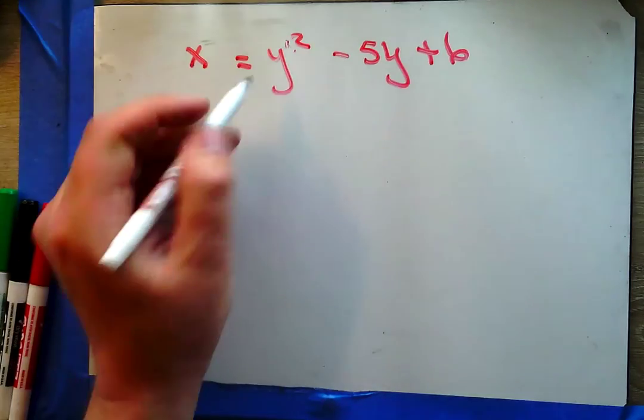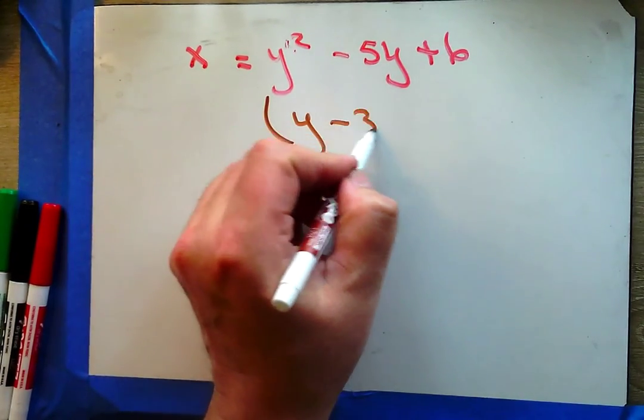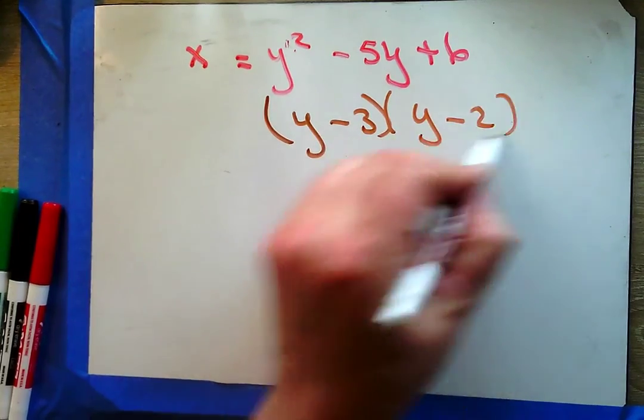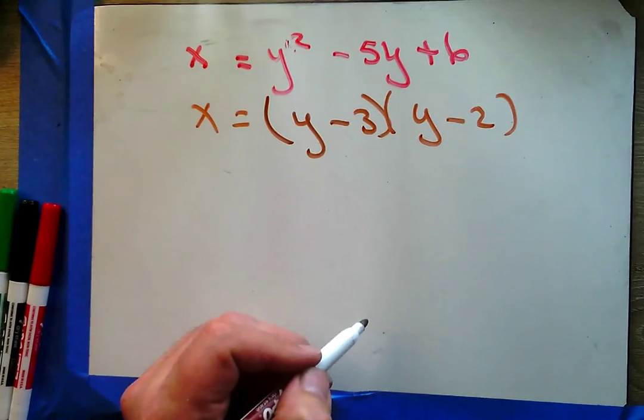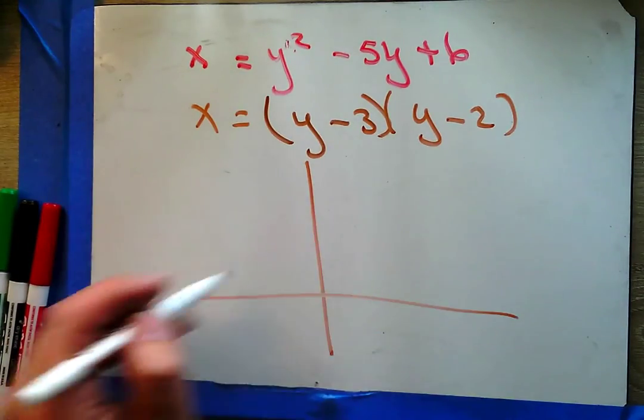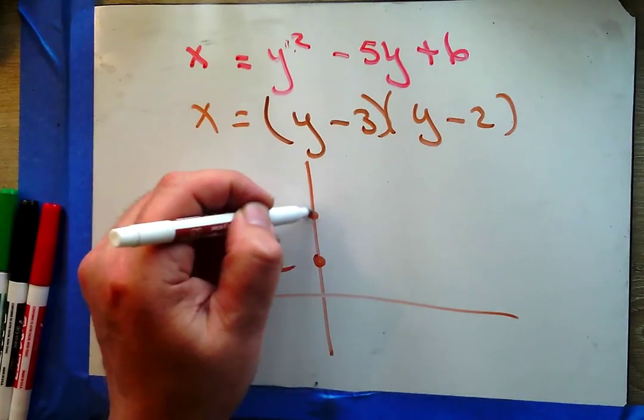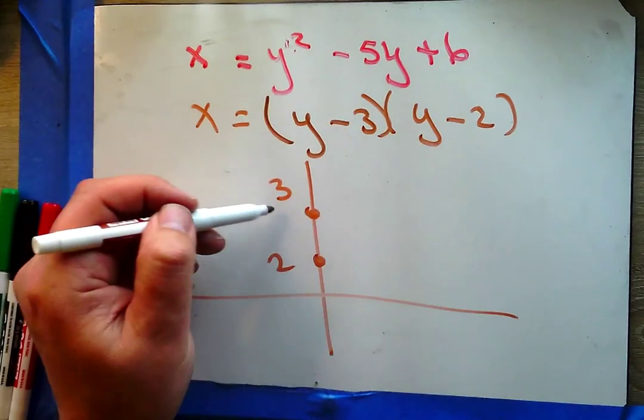Okay, so here it factors as y minus 3, y minus 2 equals x. And so I know that there are intercepts at 2 and at 3 on the y-axis.